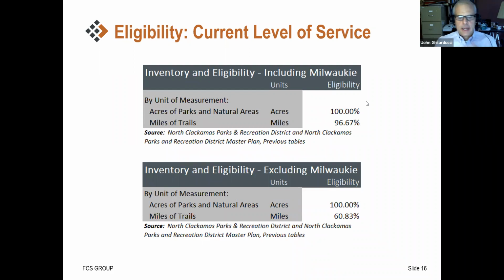So this is a very high level summary of sort of how we get to the eligibility. One of the things you'll notice in both cases, at least by these initial cuts, using that acreage per thousand metric, we're able to find 100% eligibility on those projects that either add acreage or turn undeveloped acres into developed park acres, and close to 100 for trails projects. For the excluding Milwaukee scenario, those numbers change quite a bit because parks in and out of the service area make a big difference in the inventory and in the eligibility. At least that's the case for trails.